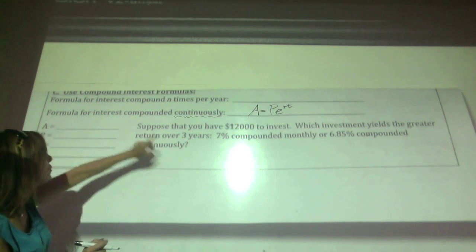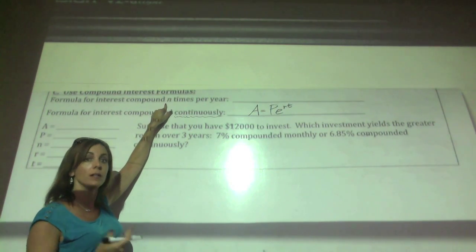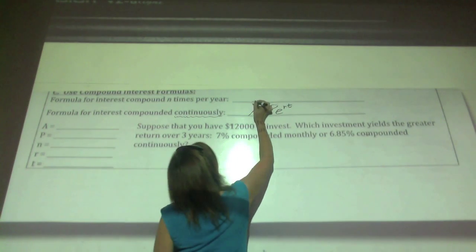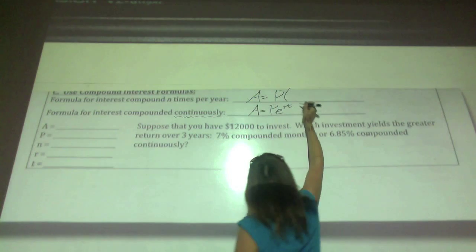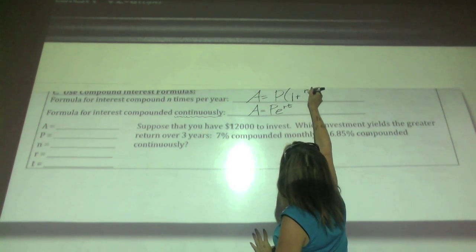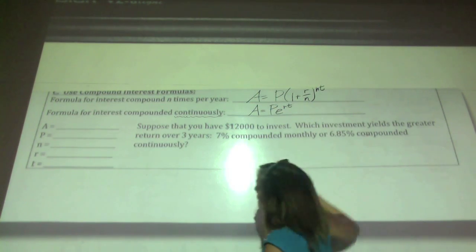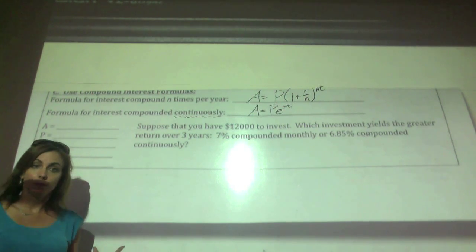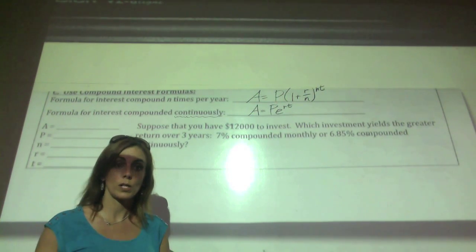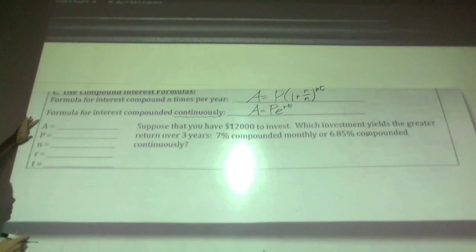The other formula is used when you are compounding interest n times per year. Fantastic. We're going to use this formula then: A equals P times (1 plus R divided by N) raised to the NT power. Formulas are great, but if you don't know what goes where, or what those things mean, we have a problem. So we're going to define what those things are.